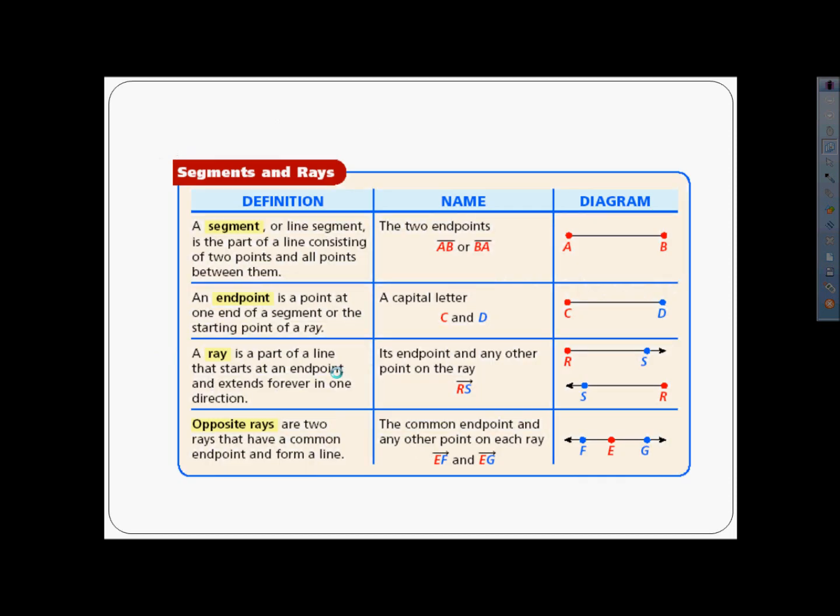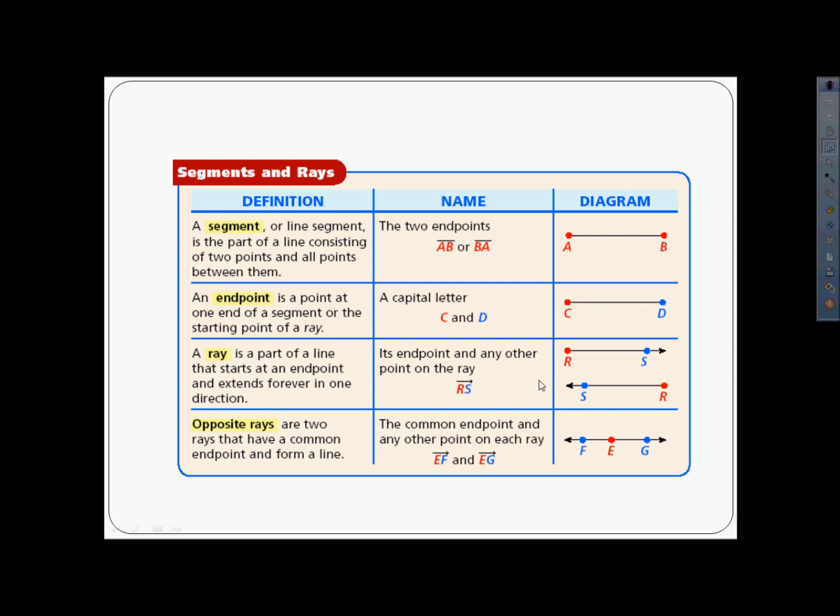A segment or line segment is a part of a line consisting of 2 points and all points between them. So remember, a line extends on forever, but if you were to cut a piece off of that line, that is considered a segment. An endpoint is the point at one end of a segment or the starting point of a ray. So endpoint is exactly what it sounds like. It is a point at the end, endpoints.